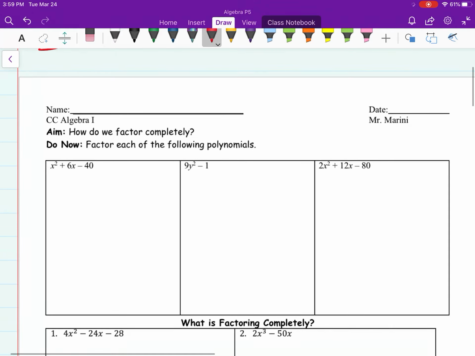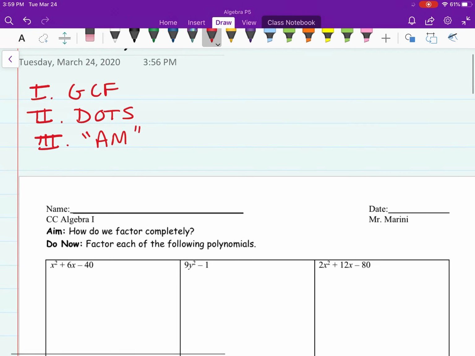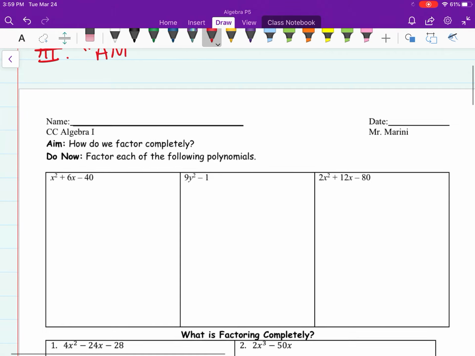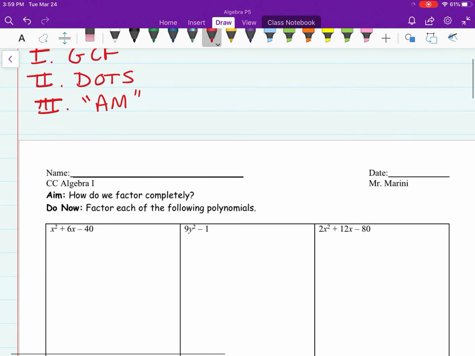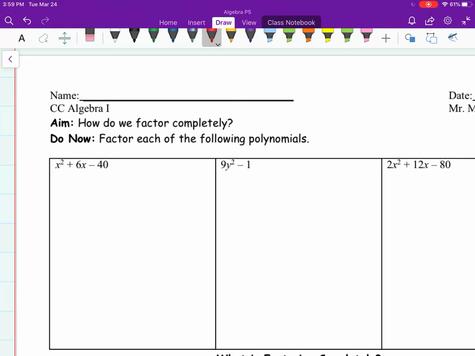So we'll see here the first one, x squared plus 6x plus 40. Let's go through the three methods. You always want to start looking for greatest common factor because that's the first one that I taught you. And I noticed that x squared, 6x, and 40 don't have anything in common, so it's not going to be the greatest common factor. It's not the difference of two perfect squares. First of all, it's a trinomial. And second of all, besides x squared, I don't see any perfect squares in any of that. So it's a trinomial, and we're going to use the AM method.